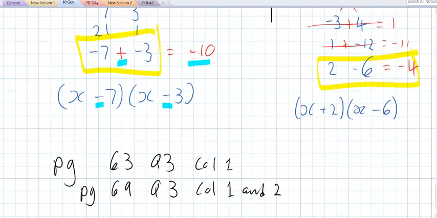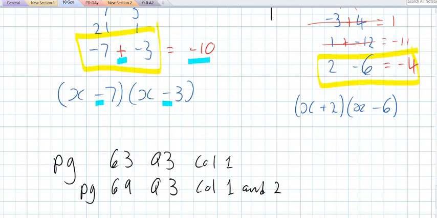Now, what I'd like you to do is go to page 63, question 3, column 1, and that is practicing factorising by pairs.